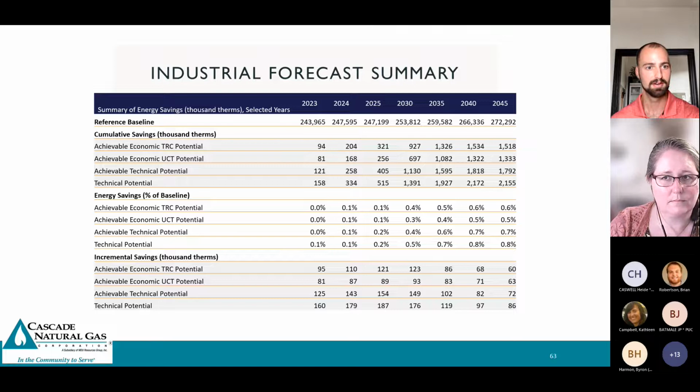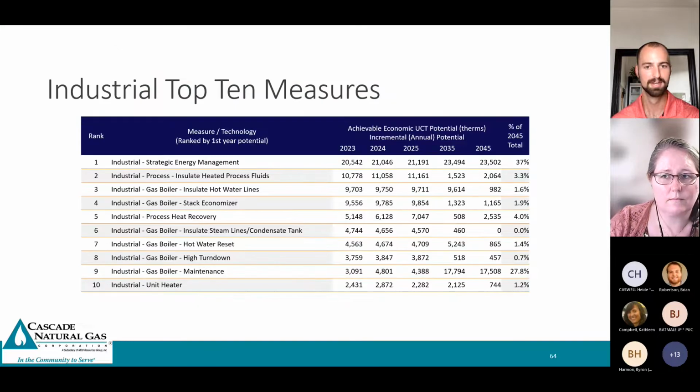Then our next chart will show the top 10 measures for industrial. Excellent. Fairly similar picture. The top 10 here represents 79% of all the possible therm savings in 2045. It's approximately 50,000 therms. Interestingly enough, strategic energy management makes up the largest portion. It's 37% total, almost half of the top 10 measures here. We'll go to residential, please, Brian.